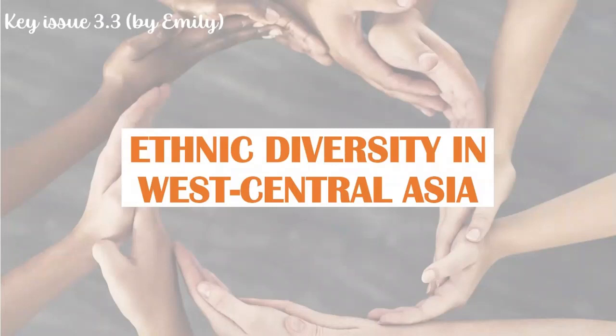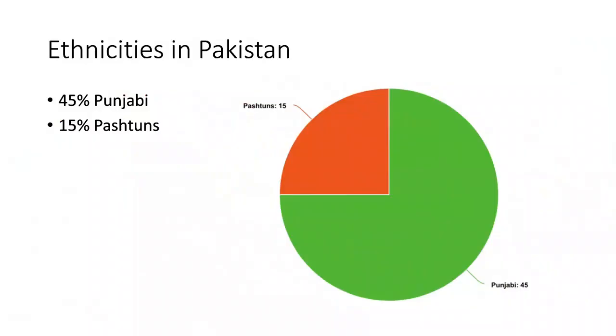Key Issue 3.3 by me, Emily. This section discusses ethnic diversity in West Central Asia, and I made these cute little pie charts. I just want to point out how cute that is before I start.